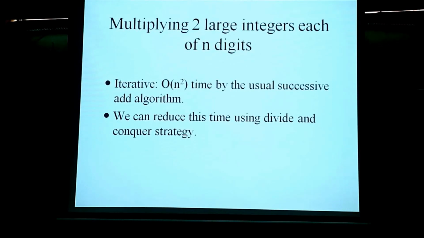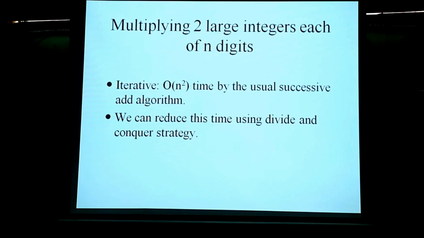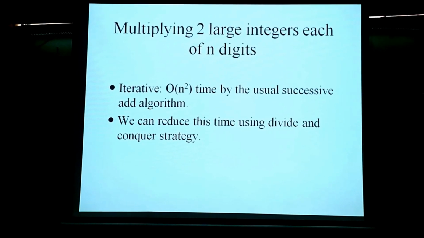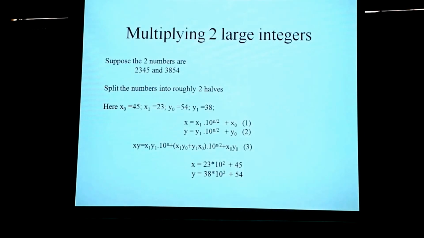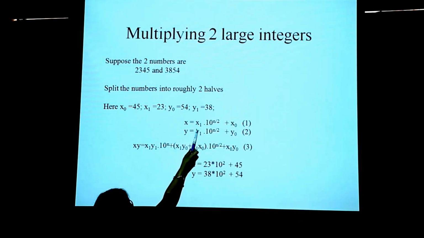Now we can reduce this time with the help of a divide and conquer algorithm. What you will see now is a little bit new. Suppose the two numbers are these. We split the numbers into roughly two halves. Again, we can assume n to be a power of 2 to make it simple. So we divide it into two halves and we write it as this. Can we write this number as this?